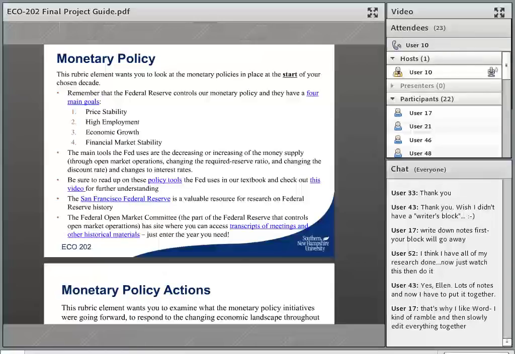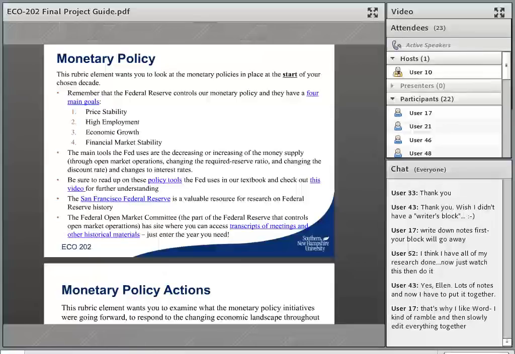But this first element is asking you to describe monetary policy at the start of your time period. So this is to sort of give us a baseline. You did the exact same thing with your fiscal policy section. This is going to give your overall presentation an understanding of where we started, so that when you discuss the further actions, you can see how they changed the game.